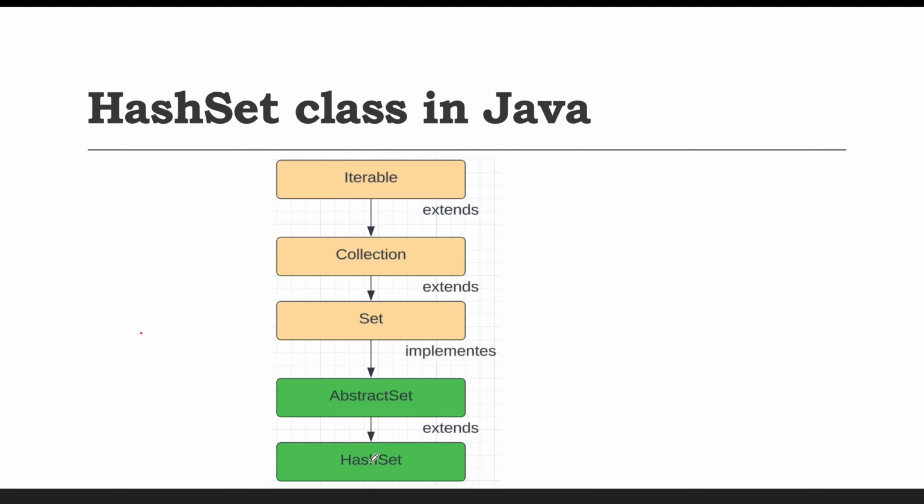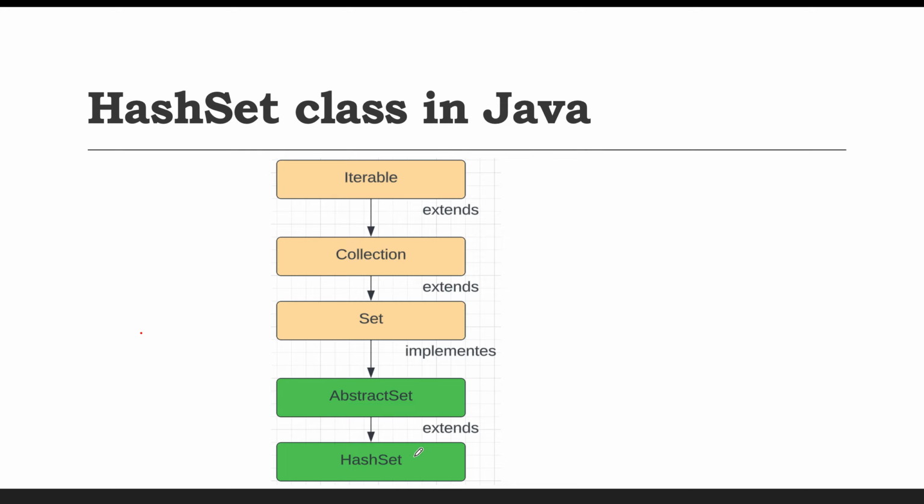So first, what is HashSet? HashSet is nothing but an implementation class of the set interface. We already know the hierarchy of the collection framework: first the iterable interface, then the collection interface, then the set interface, and inside this set there are multiple classes that implement the set interface.